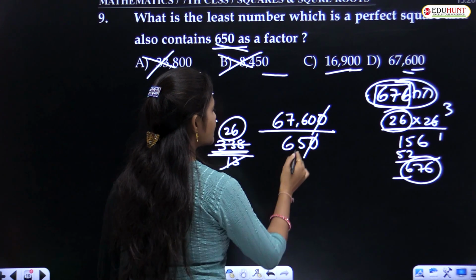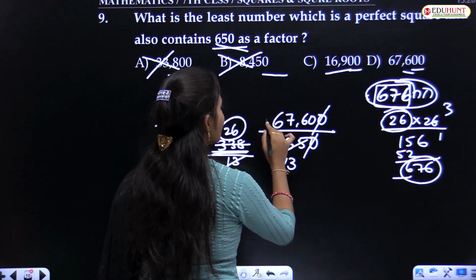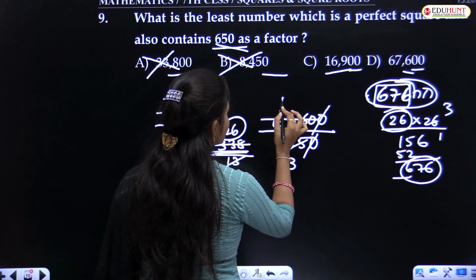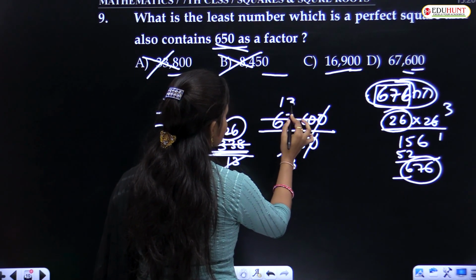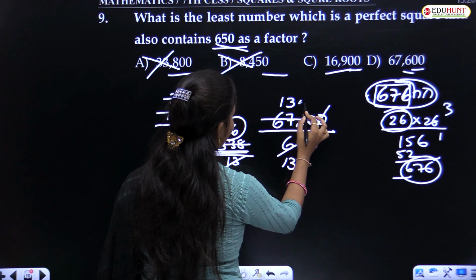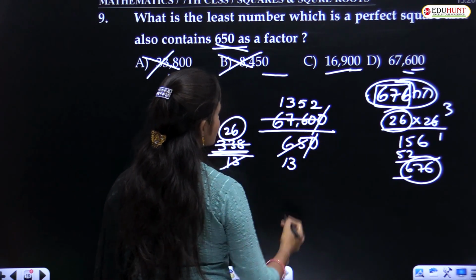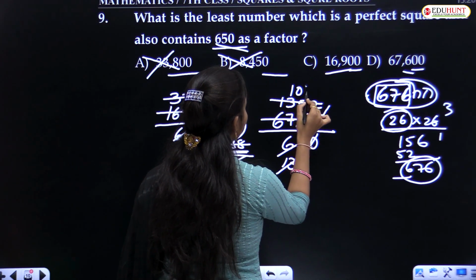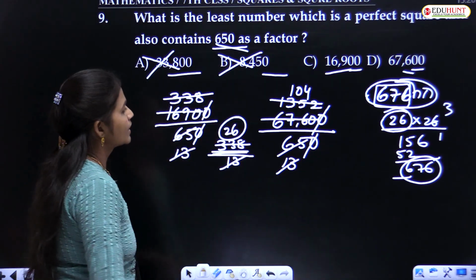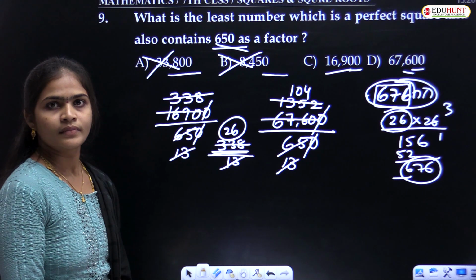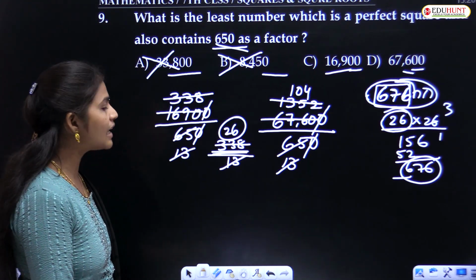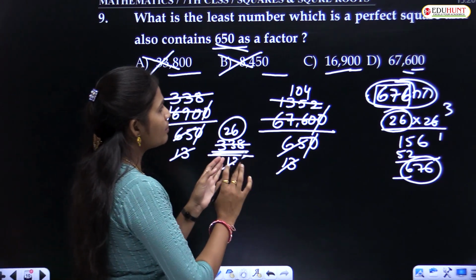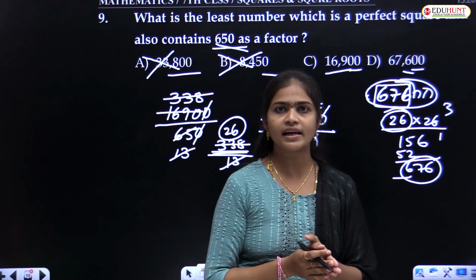0 0 gets cancelled. Again 5 13s, and this is also divisible by 5. That is 5 1s 5, 17 means 5 3s 15, 26, 5 5s 25, 5 2s 10. Okay. So 13 104s. Clear? Yes. 13 104s 1352. Now these two numbers also have 650 as a factor.